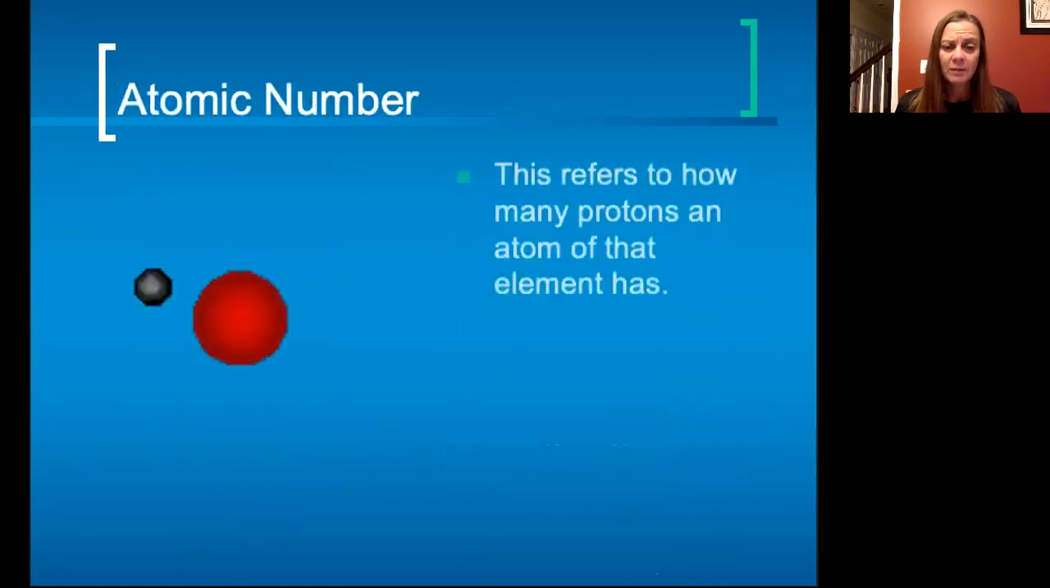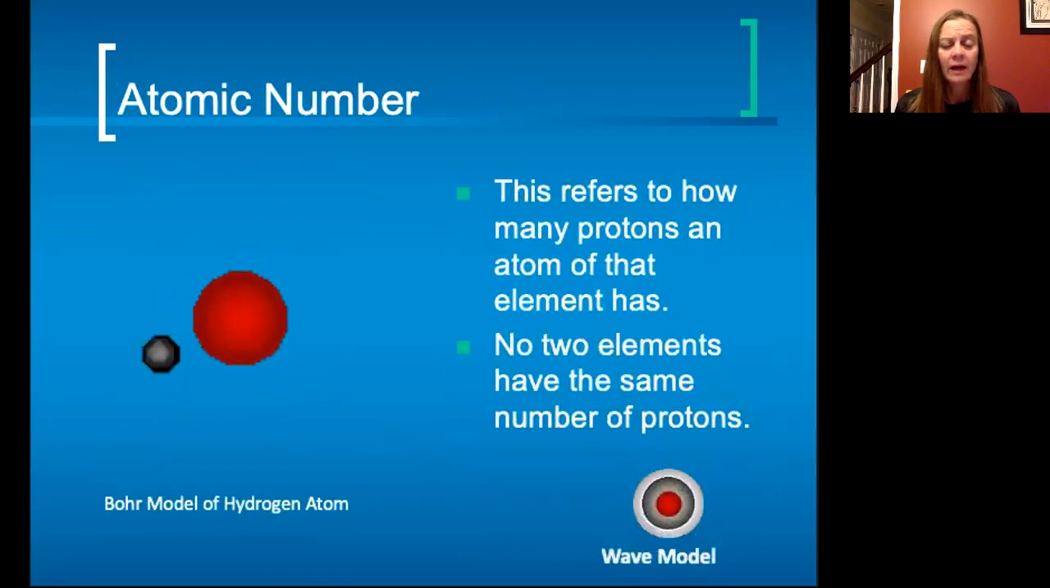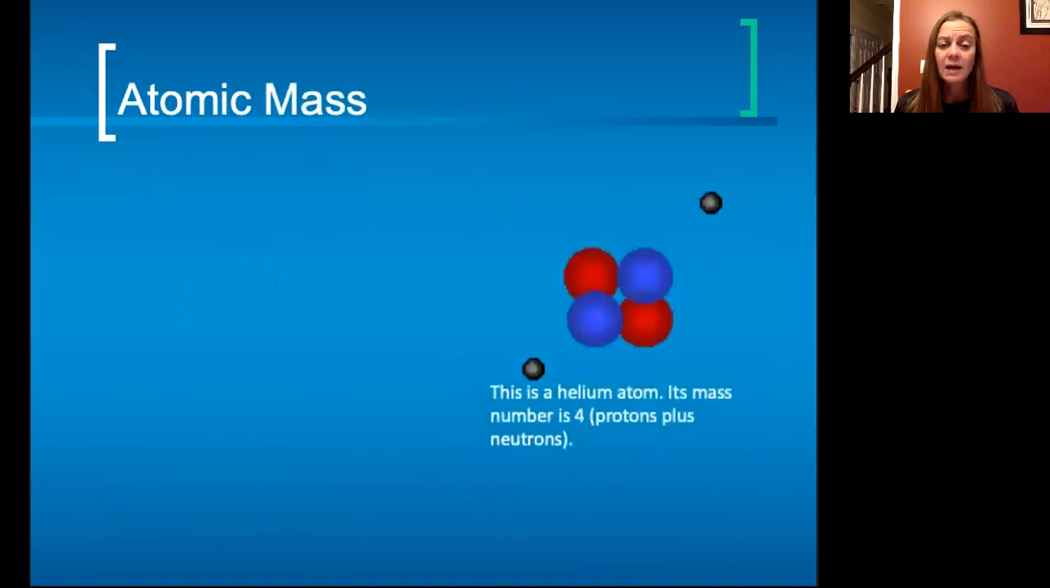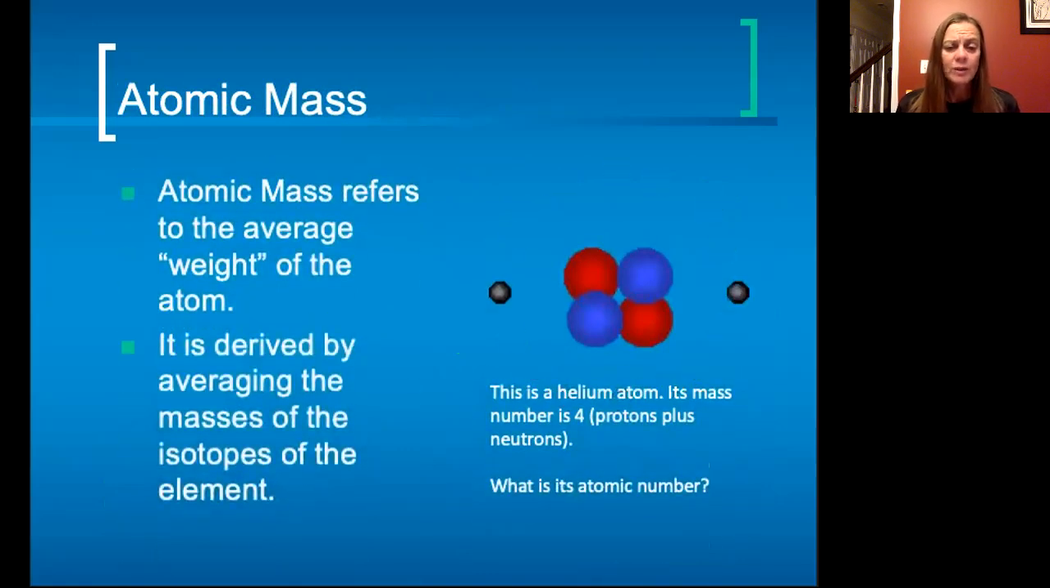The first one is atomic number. Atomic number refers to how many protons an atom of that element has. And as I've said, no two elements have the same number of protons. Atomic mass is usually the average atomic mass, which is the average weight of that atom. It's derived by averaging the masses of all the isotopes of that element, taking into account how abundant they are.